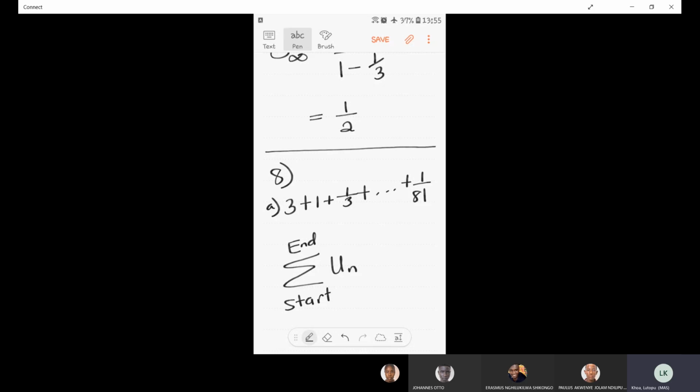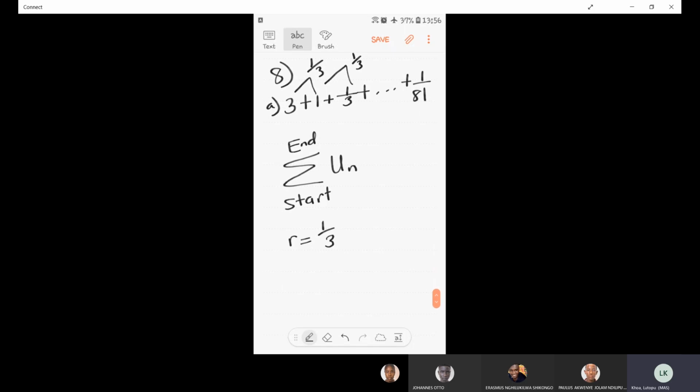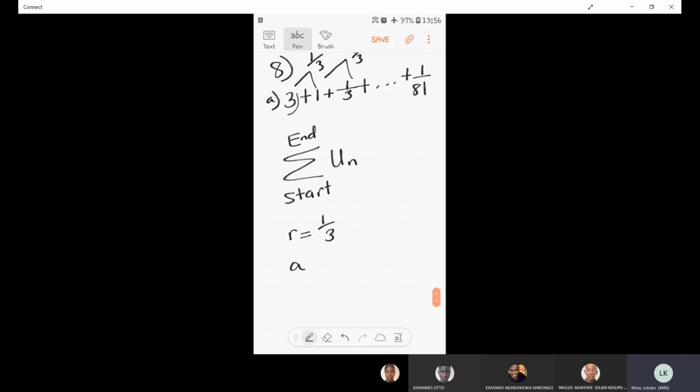That's it. So here you need to decide, is this an arithmetic or a geometric progression or series? This one is obviously geometric, because if I divide 1 by 3, I get 1/3, and 1/3 divided by 1, I get 1/3. So I can see that r is equal to 1/3. Then the starting point a, you can see it is 3. It's written there.